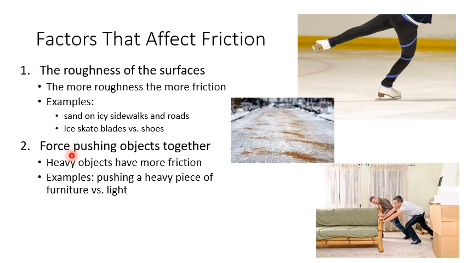Factors that affect friction. Well, there are two factors that affect friction. The roughness, we talked about that just a little bit. The more the roughness, the more the friction would occur. So that's why we put sand on icy sidewalks and roads. We put salt, but sometimes we put sand too, and that grittiness makes the surface very rough, which means that we have a little more friction, which means it's easier to walk.